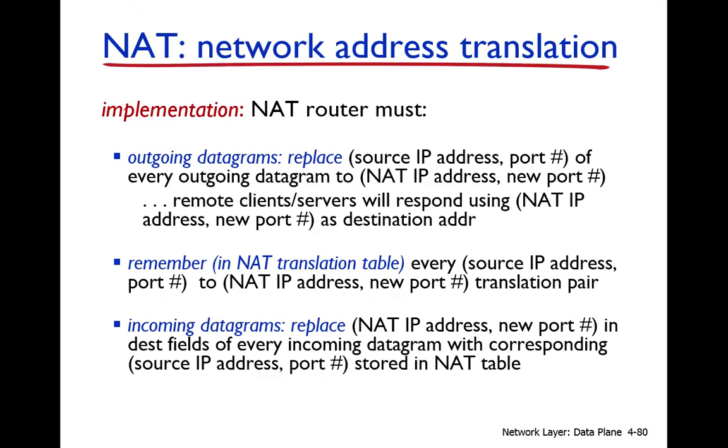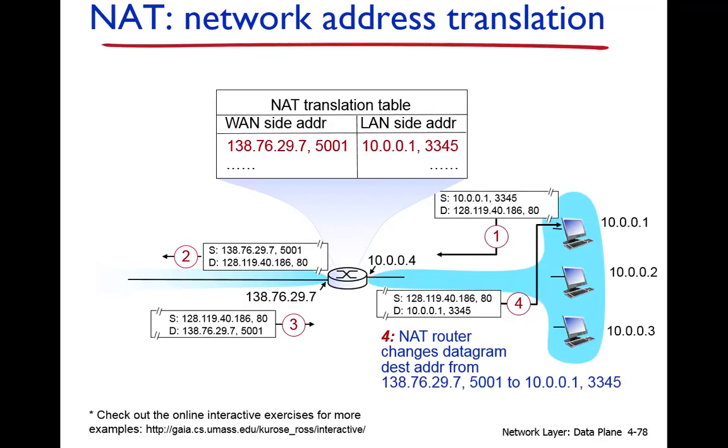Okay, so for any outgoing datagram from the local network, we replace the source IP address and source port number with the NAT IP address, the public IP address, and a new port number, so that the remote client and server will respond using the NAT IP address and new port number. And these entries are also remembered in the NAT translation table when the message is received by the NAT.